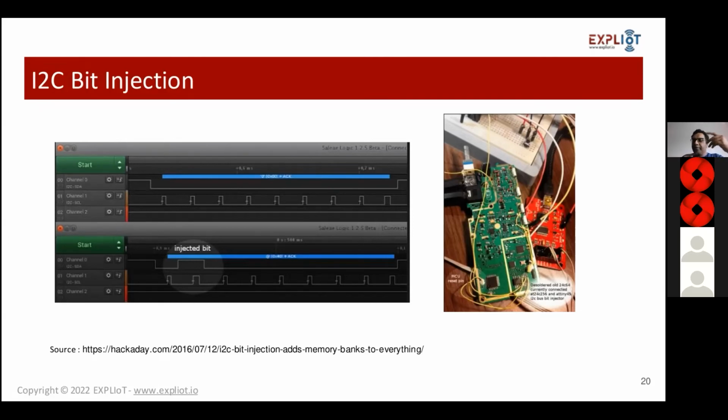Now, the difference between the two is the addressable limit of the first one, the 24C64, which had a limit of three zeros and the rest 13 ones, right? So this was the limit.